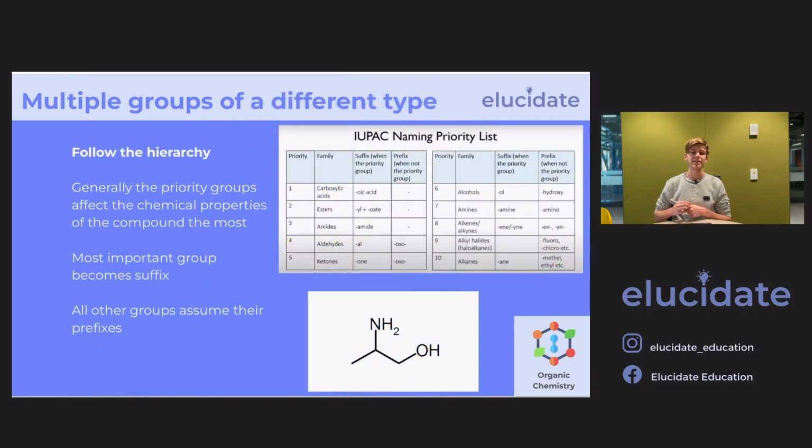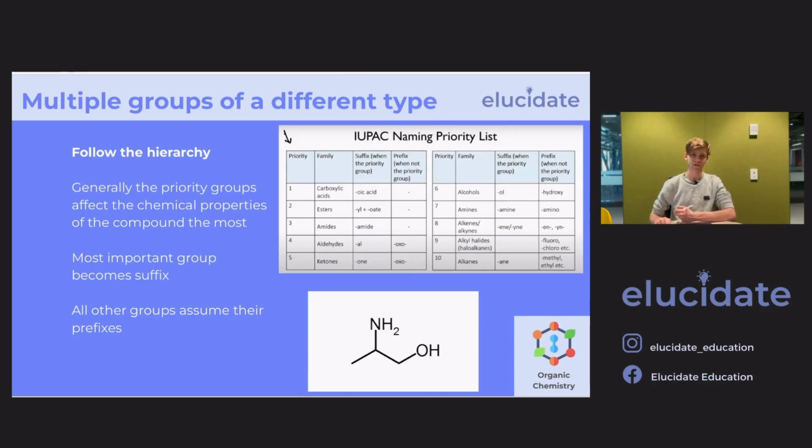Alright, so where it starts to get tricky is when we have multiple different functional groups and we've got to distinguish between them. Now this isn't as simple as the case we've looked at before, because we need to follow a hierarchy as to what functional groups take priority. So I've got a table here listed for what are the most important functional groups, which you can memorize, but I think a better way of thinking of it is the functional groups with the highest priority have the most impact on the chemical properties of the compound.